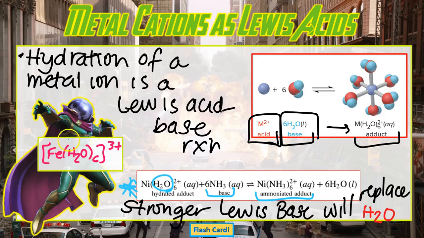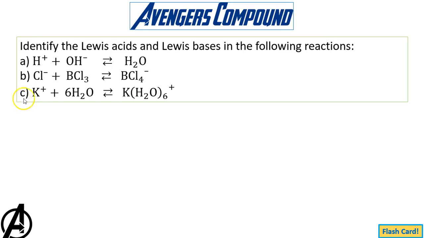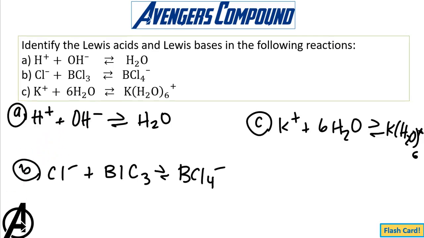Now let's use our knowledge of Lewis acids and bases and go back to the Avengers compound for an example. All right, so this says identify the Lewis acids and Lewis bases in the following reactions. So again, we have to identify who's going to be accepting an electron pair and who's going to be donating an electron pair. Also, for Lewis bases, we must identify where the lone pair is so we can verify that donation. And for the Lewis acids, we must verify a vacancy so we can verify that they're going to accept an electron pair. Okay, so I kind of just called them out so I can have more space.